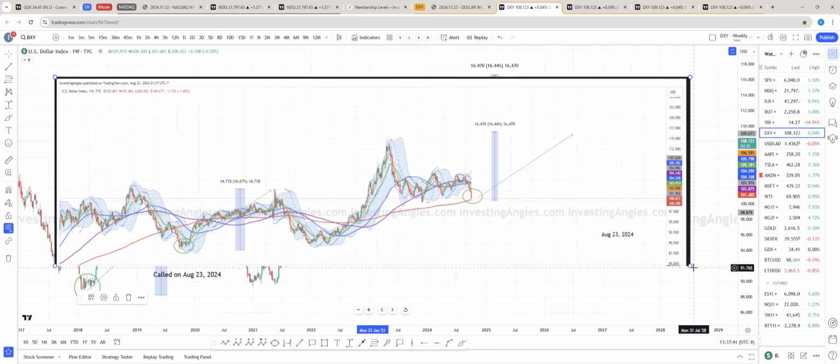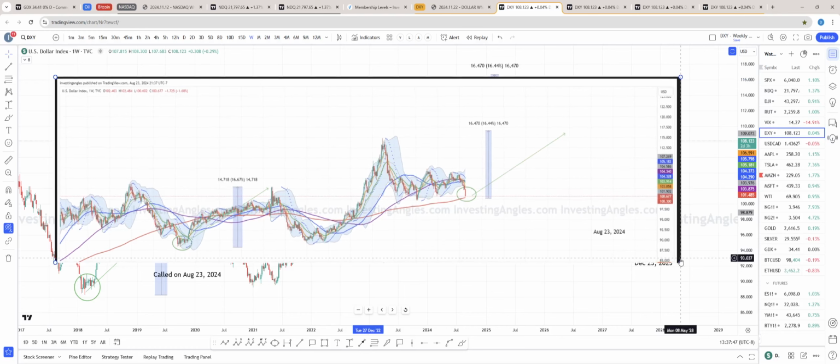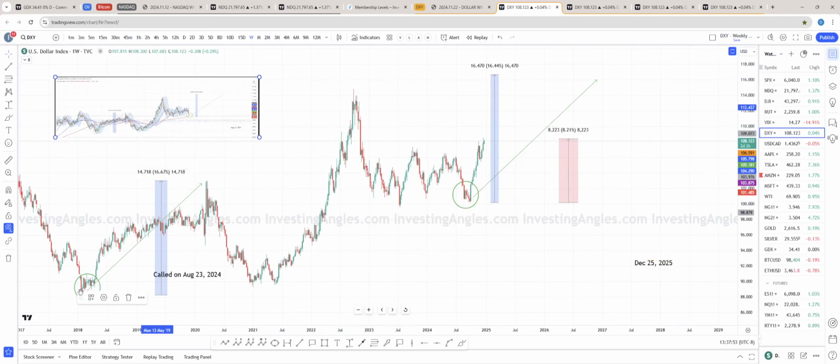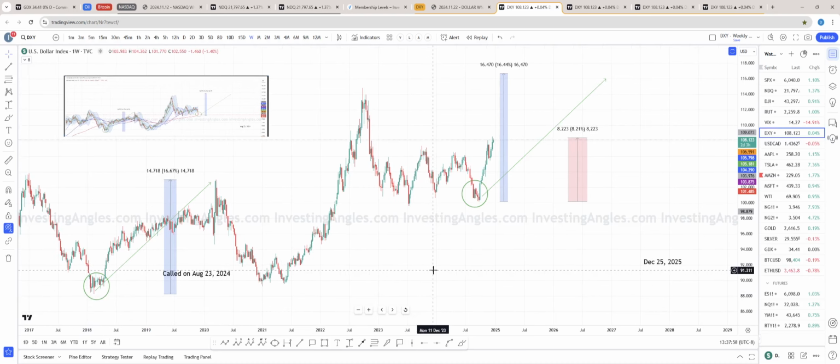We made this call based on multiple technical signals, which we thought were very similar to the ones the dollar made in 2018. This is the chart right now, and we can see that the call was fairly accurate, and the dollar is already halfway there, up 8.2%, and we are seeing chances for it to move higher.